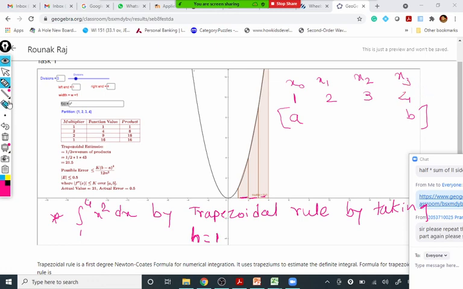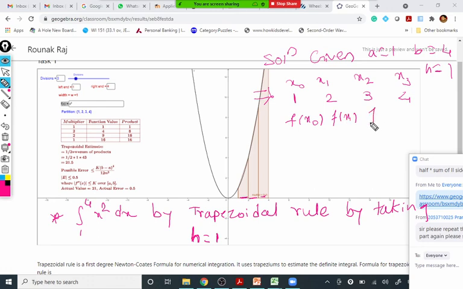So initially, when we have to solve this question in the exam, first you have to start with this one. Given a is equal to 1, b is equal to 4 and h is equal to 1. And this implies this data. And now you have to make another data of f of x0, f of x1, f of x2 and f of x3. Now in this case, f of x0 means 1 square is 1, 2 square is 4, because what is f of x? f of x is x square. So this is the x square integrand. 3 square is 9, 4 square is 16.